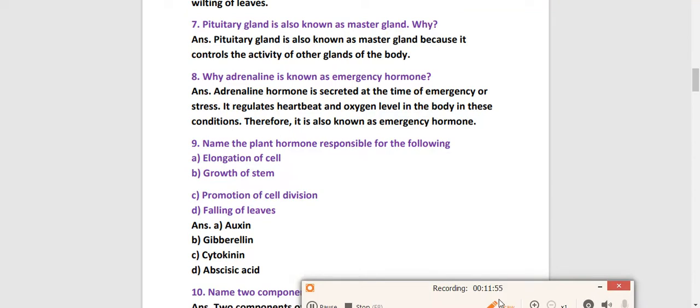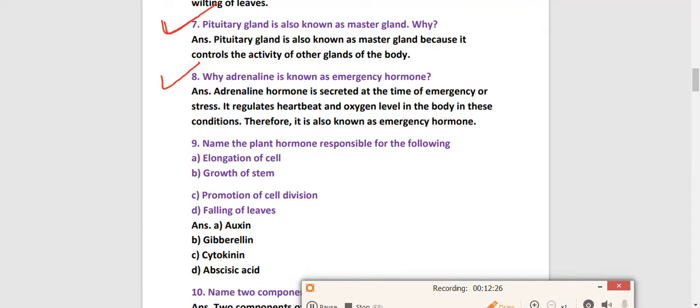Now let's come to the seventh question. Pituitary gland is also known as the master gland. Why? Where is the pituitary gland present? The pituitary gland is present in our brain, right? And it is called the master gland because it controls the activity of the other glands of the body. In our body, many glands are present, like the adrenal gland, the thyroid gland, the pancreas, etc. So what will the pituitary gland do? It will control the activity of all the glands in the body. That's why it is known as the master gland.